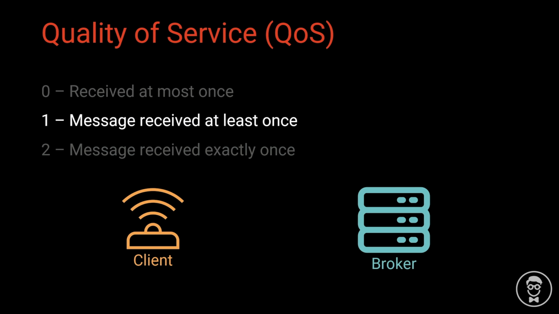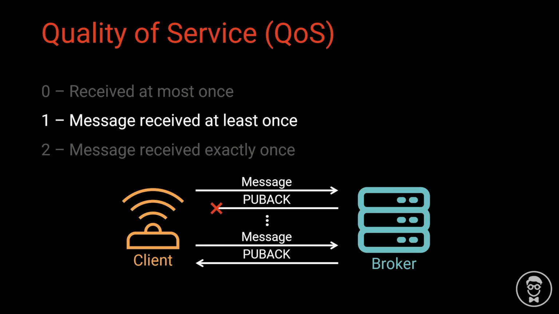QoS 1 is the next level, and it stands for at least once. Here, the message is guaranteed to be delivered at least once to the receiver. The receiver must send a packet back to the sender acknowledging receipt of the message. If the sender does not see that acknowledgement in a certain amount of time, it will resend the message and keep doing so until receipt is verified. As a result, multiple duplicate messages may be sent out and possibly received. It adds a little extra overhead but guarantees delivery. This is good for cases when the message is critical but can be received multiple times, such as some types of sensor data or control messages to, say, turn the lights on.